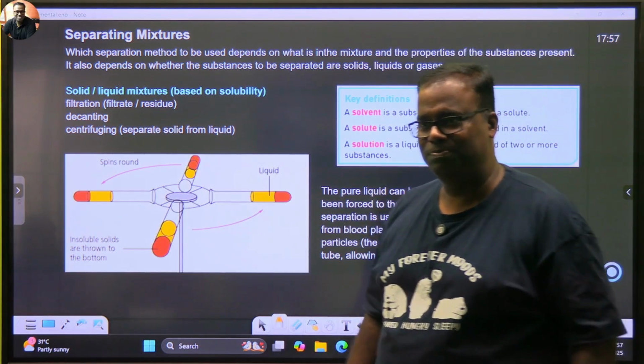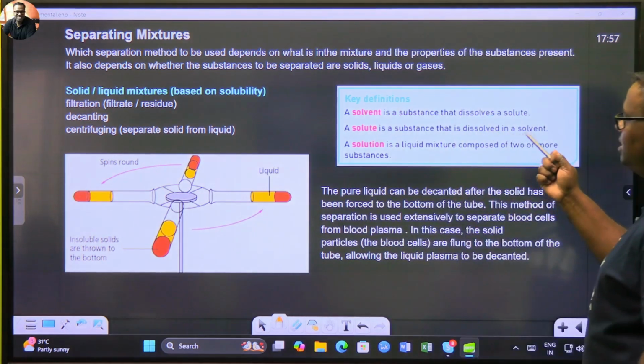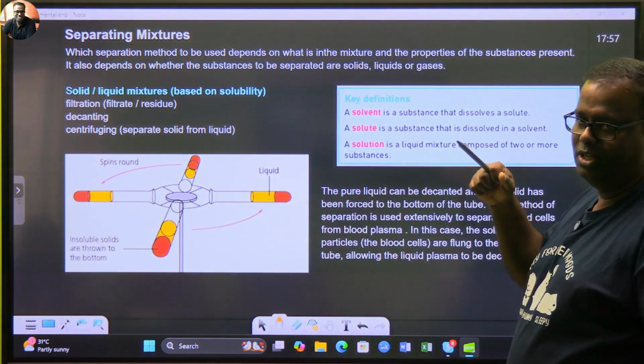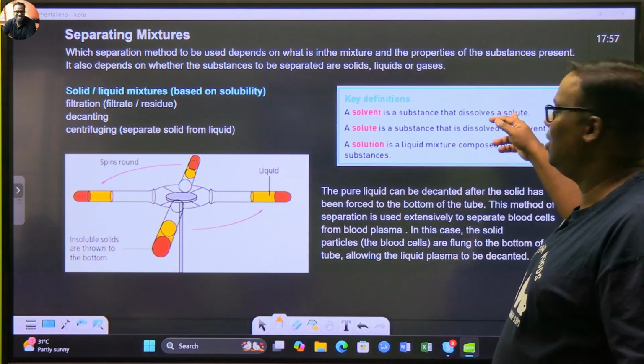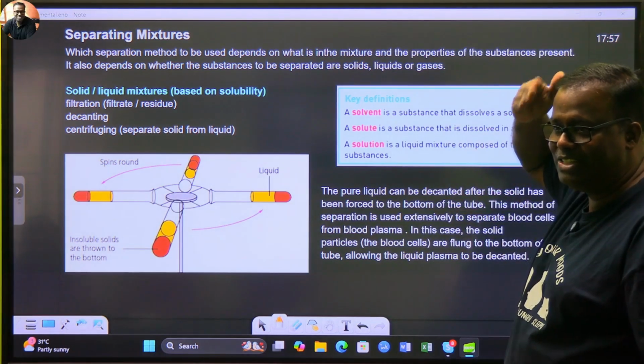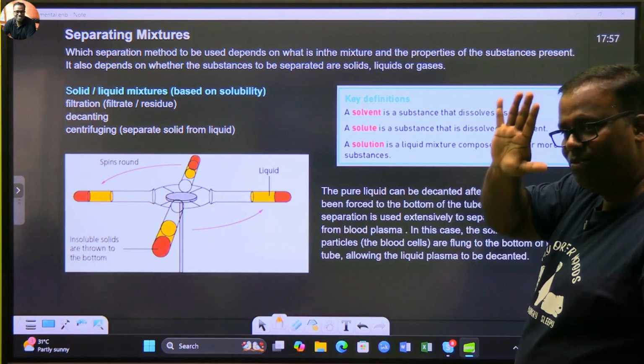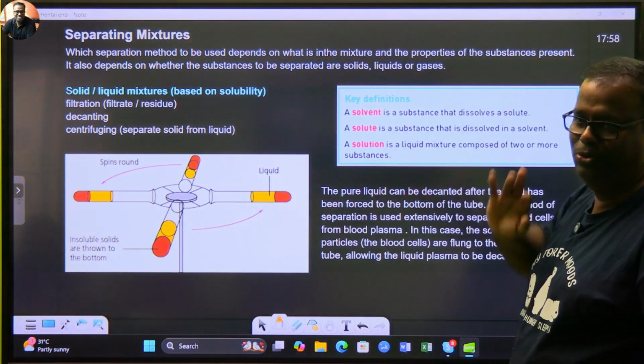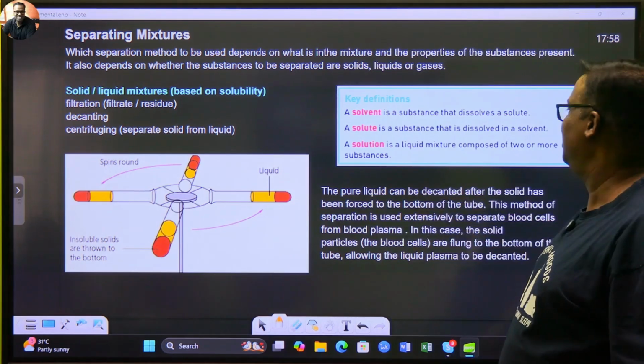Have you understood? So let's see, it says a solvent is a substance that dissolves a solute. People usually think dissolves a solid. You read it with your mentality, let's say solid. No, no. A solvent is a substance that dissolves a solute. And let's go by our next example.